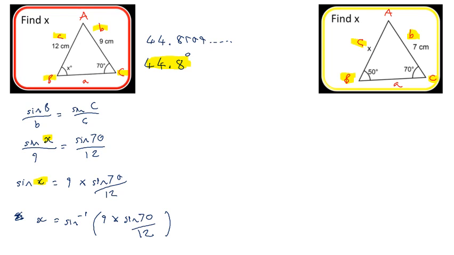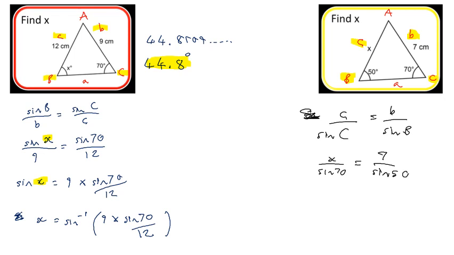So because we're using the version with the sides, we want the sides on top of our fractions. So C over sine C equals B over sine B. So then we get x over sine 70. Now at the moment we've got x divided by sine 70. To get x by itself, we need to multiply by sine 70.